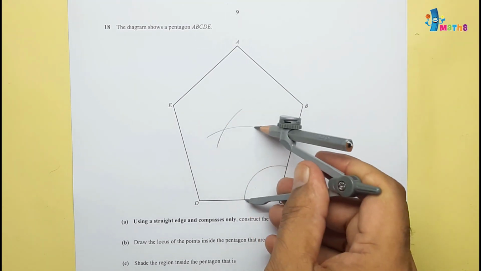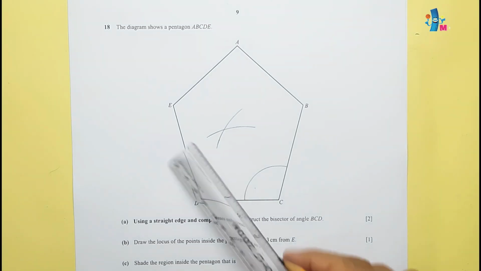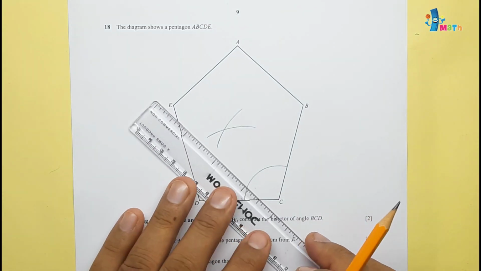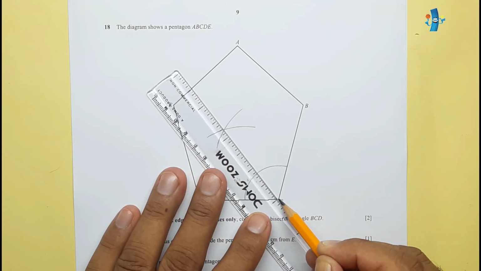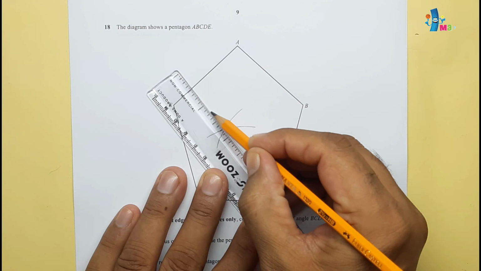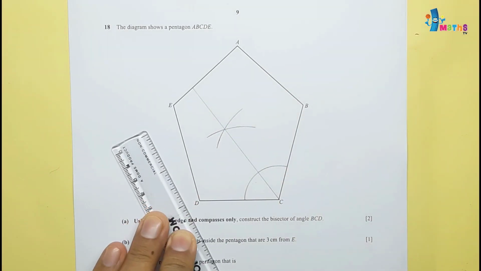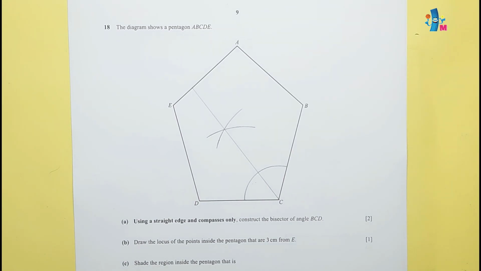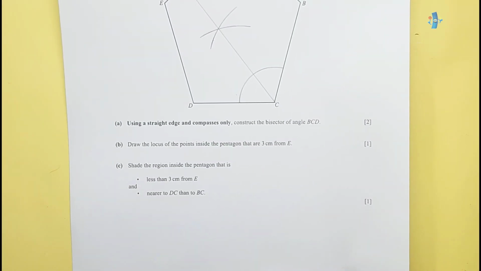With perfection you will have to make arcs, and a sharp pencil and everything should be perfect, because geometry and construction requires this much perfection basically. Now we can draw this line as the angle bisector. We are done with part A, which is of 2 marks.